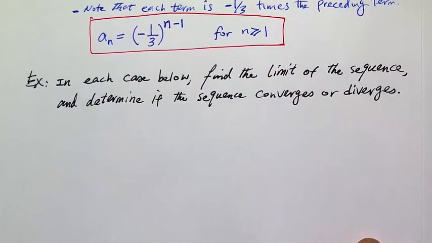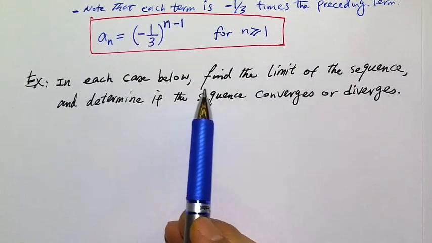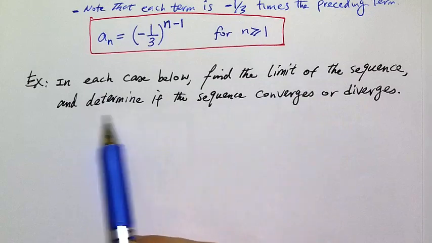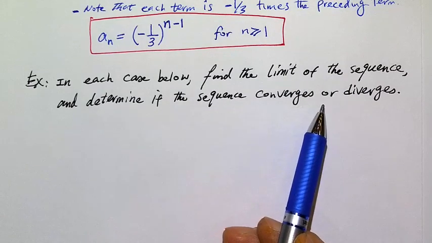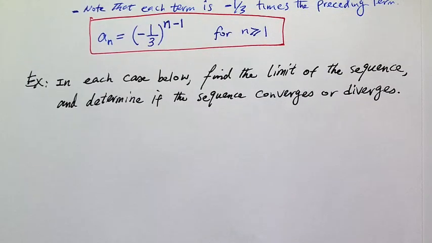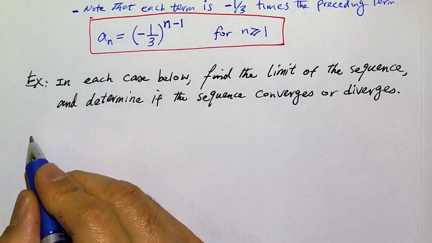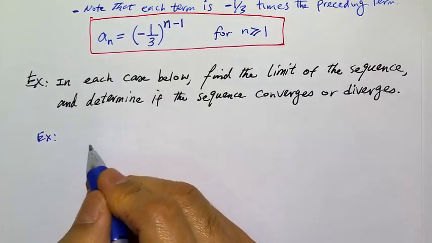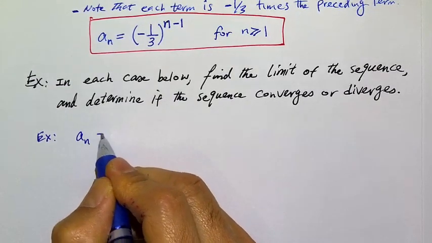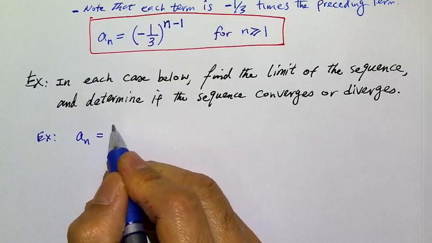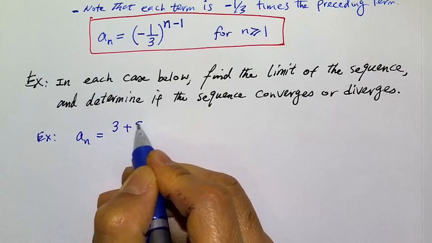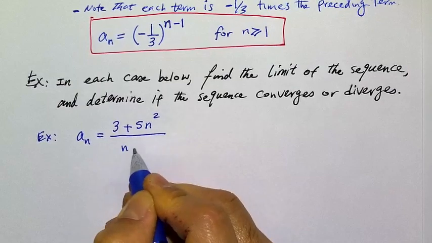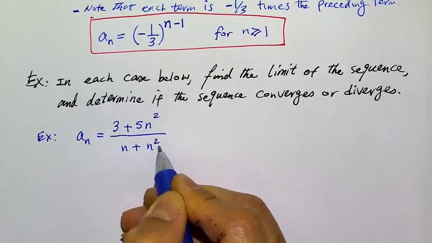In the next example, it says, in each case below, find the limit of the sequence and determine if the sequence converges or diverges. Let's begin with the first example, and we want to start with this sequence: a sub n is equal to 3 plus 5n squared over n plus n squared.